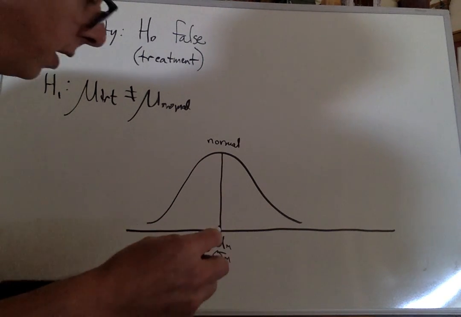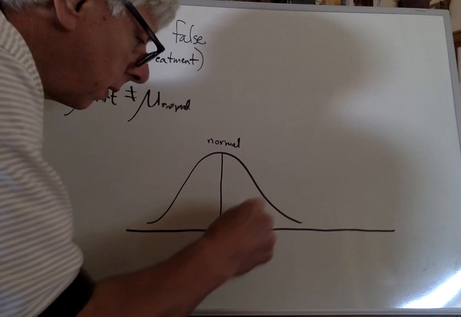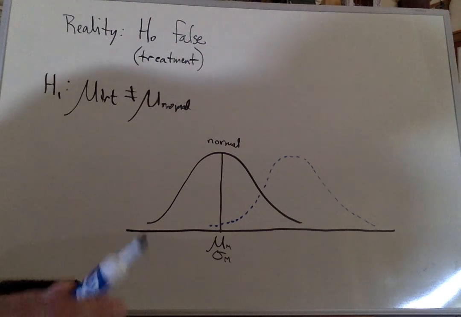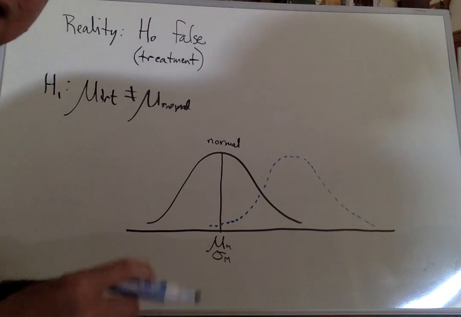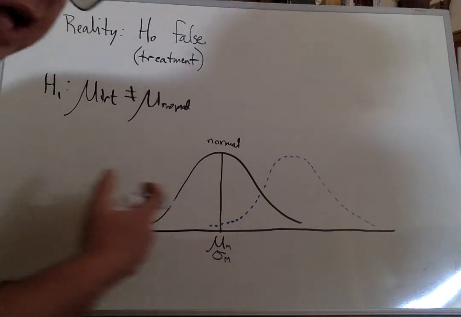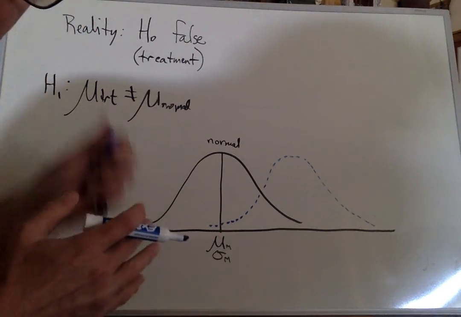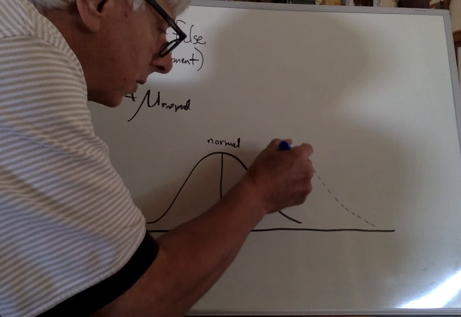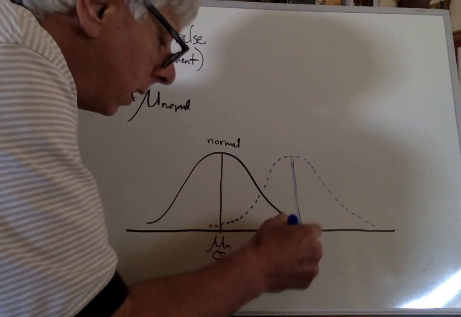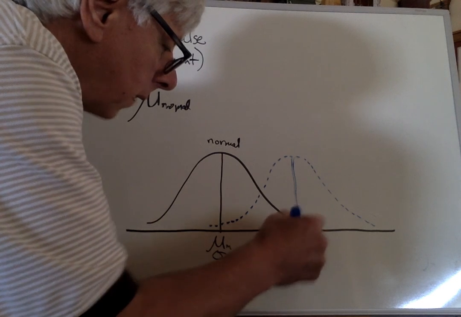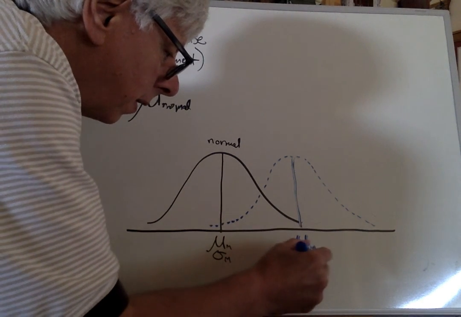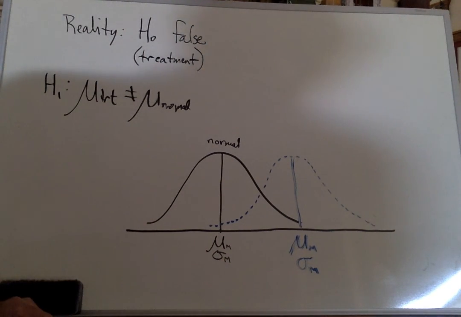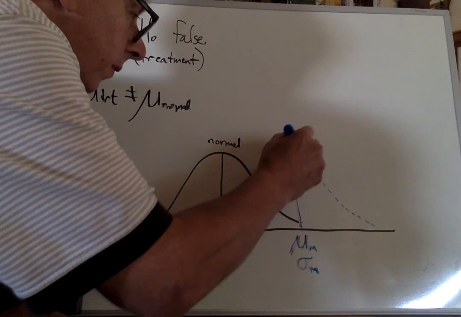So let's say that then this, and I've tried to make it the same standard deviation, because remember the last video we talked about the fact that the treatment is just going to move the curve upward or downward. It's not going to change the variability. That's an assumption that we're going to make, that it's going to have the same variability. Now, this mean is here. So that's the treatment population. And the variability, this and this should have the same variability, okay? So this is the treatment curve.